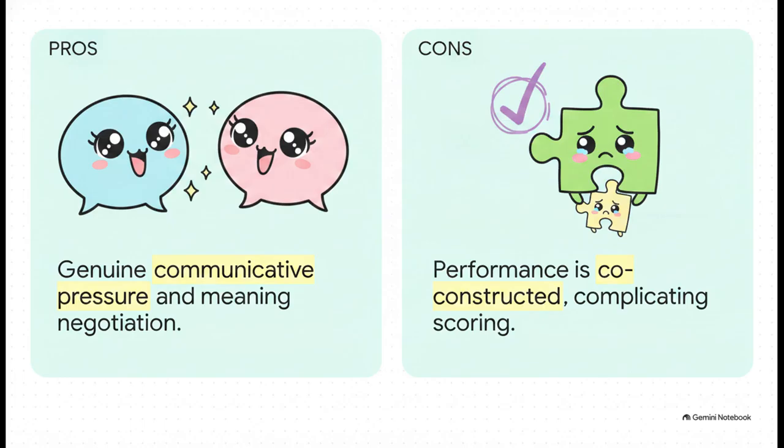But here's the double-edged sword. Because the performance is being co-constructed by two people, how on earth do you score the individual? If one partner completely dominates the conversation, or if one is so weak they drag the other down, assigning a fair individual grade becomes a massive methodological headache.